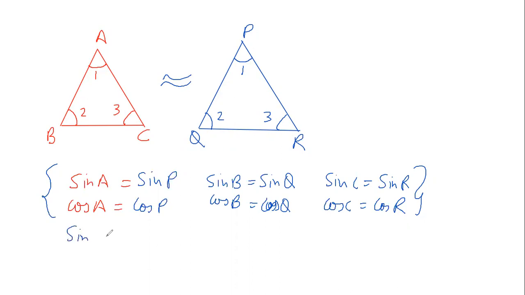So the point that I can make here is that sine and cosine of equal angles are equal. This is the point that you need to understand while working on trigonometry. So if two triangles are similar, their sines and cosines of equal angles are equal. So let's try to apply this property in a question.